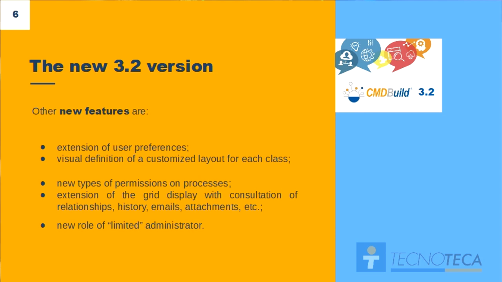Some other new features that we developed are the extensions of the user preferences. So for example, the home page and the customization of the list of data cards. You can now edit the choice and width of columns and sorts. You can set a default filter for each class. We then worked on a visual definition of a customized layout for each class in terms of number of rows, number and width of columns, and positioning of attributes in the resulting cells.